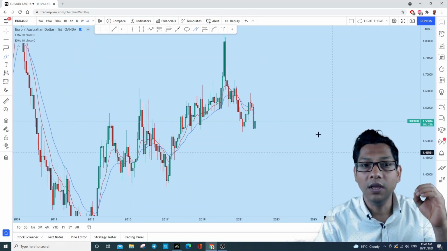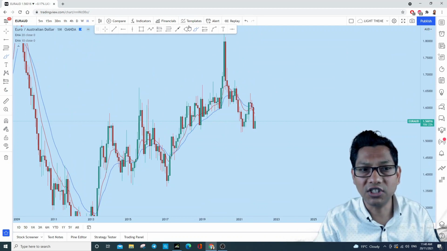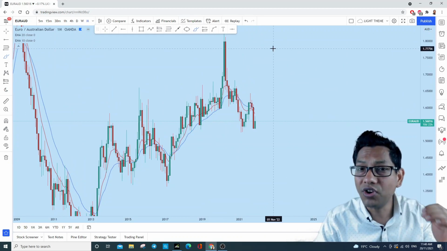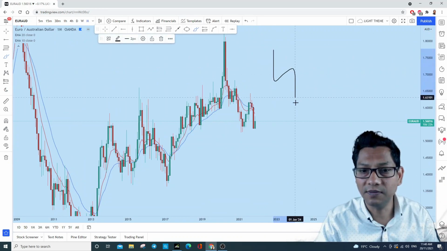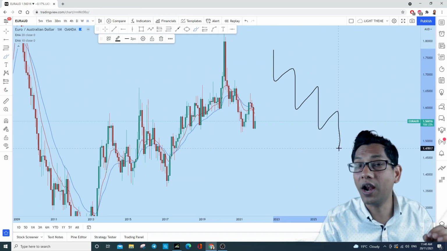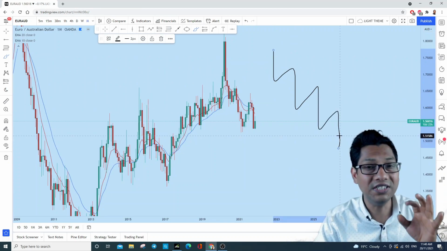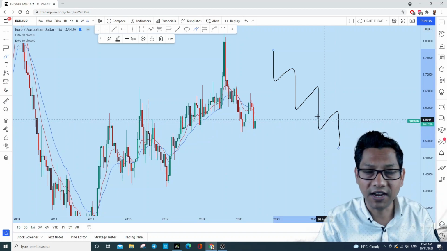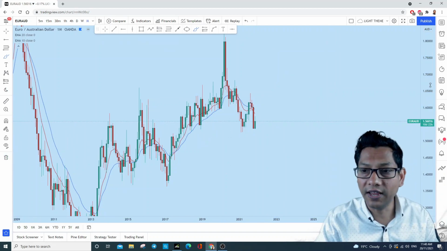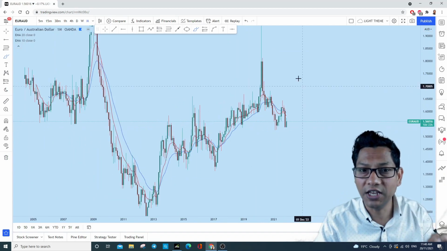So how do you know? From the market structure. The downtrending market structure is something like this, creating a lower high and lower low. This is a typical downtrending market. Now let's look at if we see this market structure in Euro AUD.